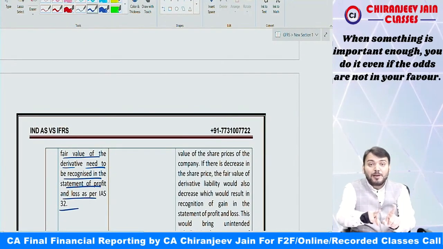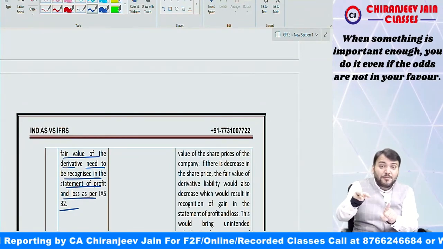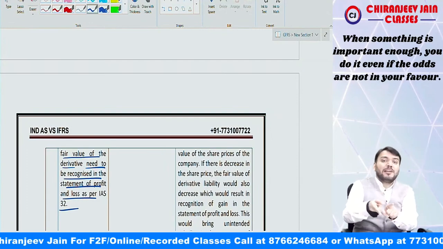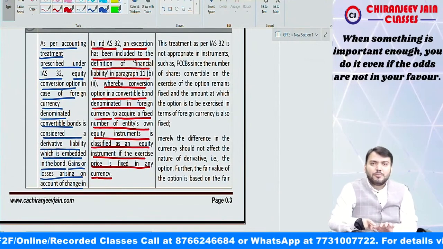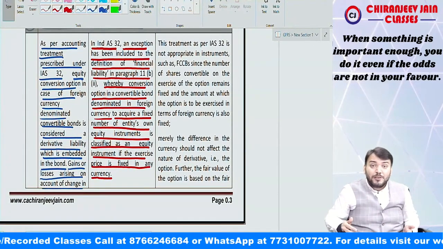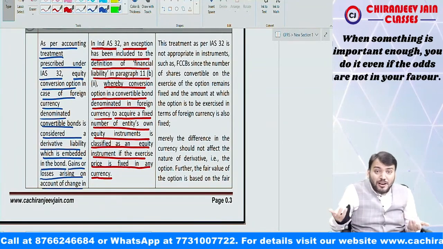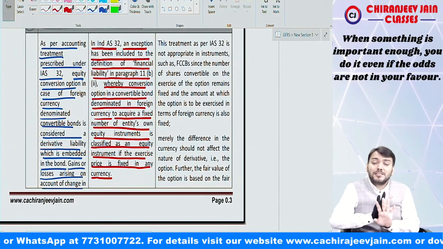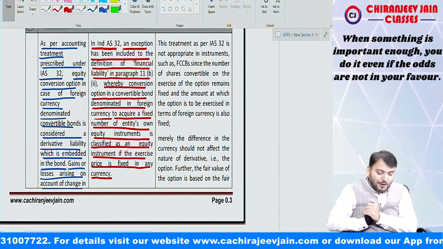And if it is derivative liability, the derivative liability will be measured at FVTPL. So any change in the fair value of derivative liability will be recognized in PL. But as per Ind AS 32, can you see it is equity instrument? So if it is equity instrument, the question of subsequent recognition will not arise. Means if it is equity instrument, then nothing will be transferred to PL once it is issued. I hope you understood.